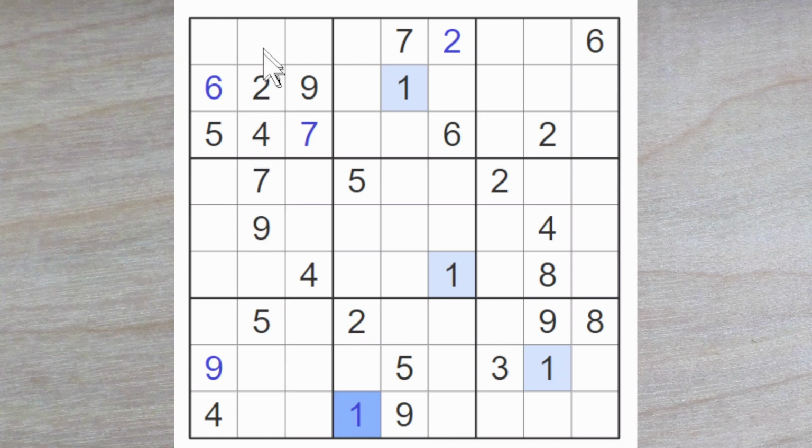Now we need a 1 for this column here. These two 1s prevent a 1 from going here. This 1 prevents a 1 from going here. Therefore, the 1 must go up here. And these two now must be an 8 and a 3.